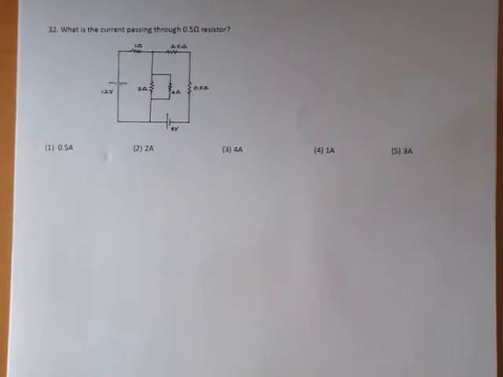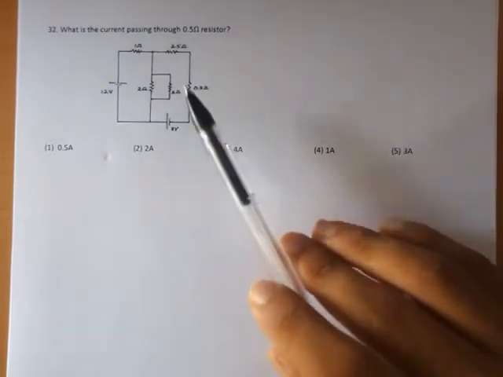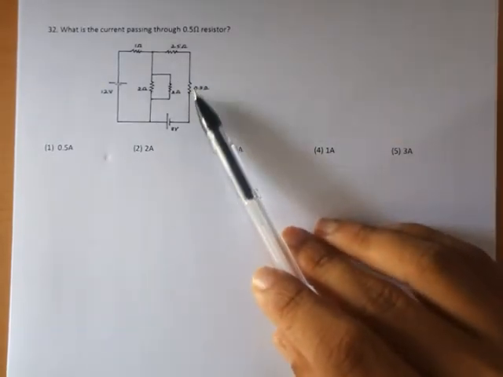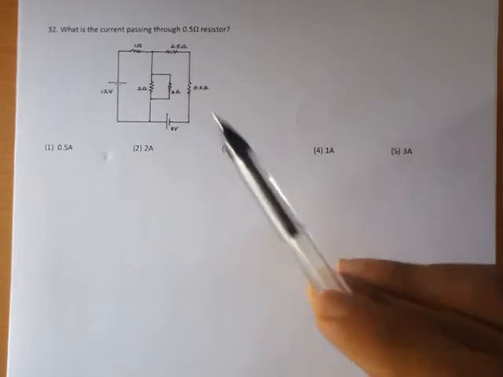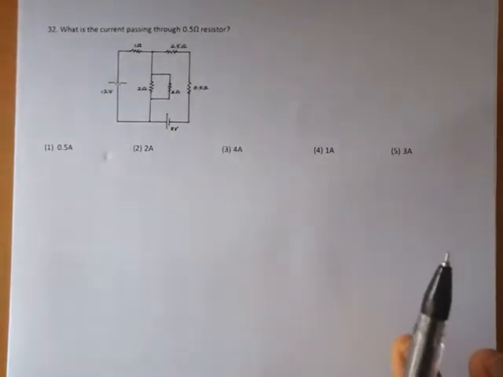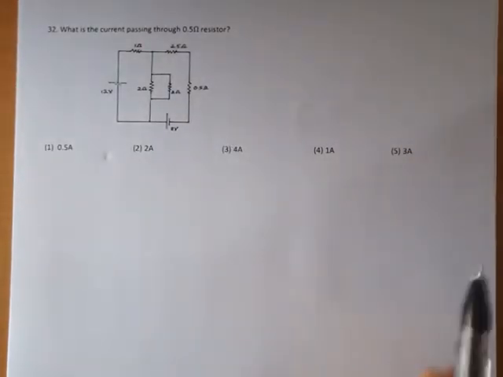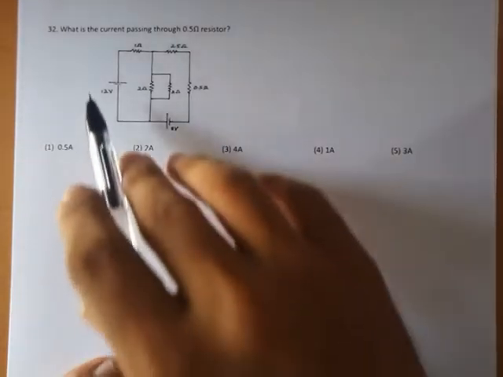Question number 32. What is the current passing through the 0.5 ohm resistor? So here we want to find out the current passing through this resistor. Actually this is a very easy question, just a use of Kirchhoff's law. So let's find out. I'm going to use Kirchhoff's law.